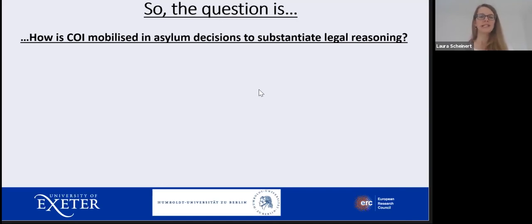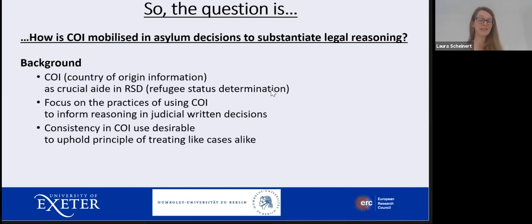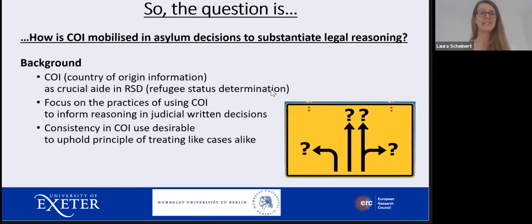And I should really stress that we cannot explain why there are differences, and we do not seek to do so. We can look at how the decisions are justified differently by looking at the way in which COI is employed. And the focus on COI is relevant. You've just heard in Femke's excellent presentation just how important it is. It is one of the central aids to decision makers in RSD, and we aim to shed light on how COI is used rather than what COI is used.